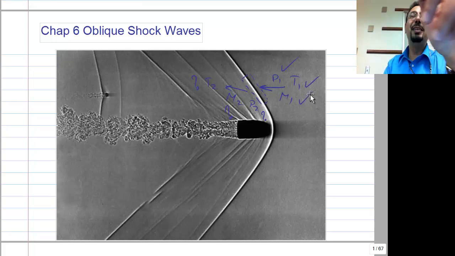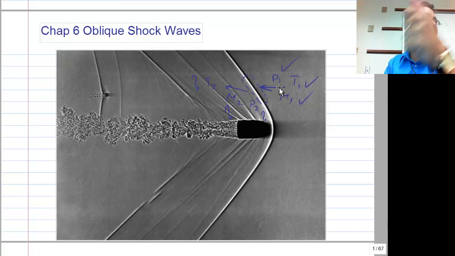And so our job in this chapter is, if we know the pressure, temperature, and Mach number before the shock, we need to calculate the pressure, temperature, and Mach number after the oblique shock wave, right?